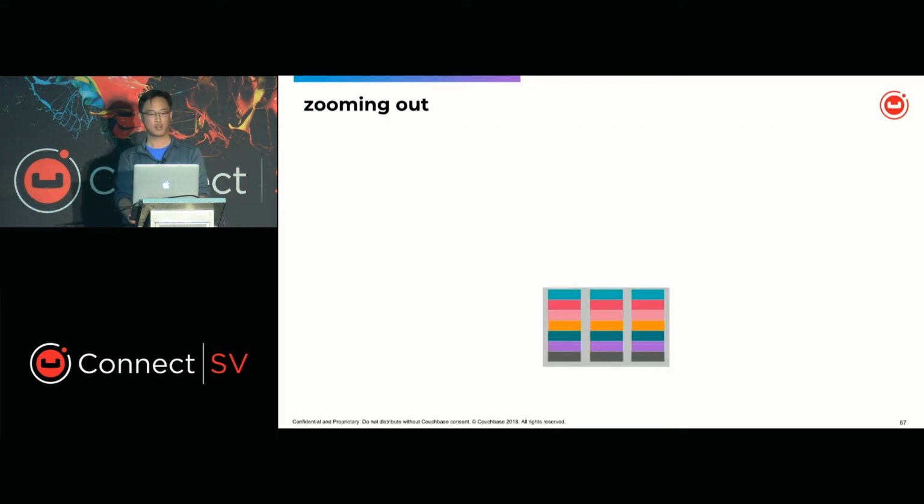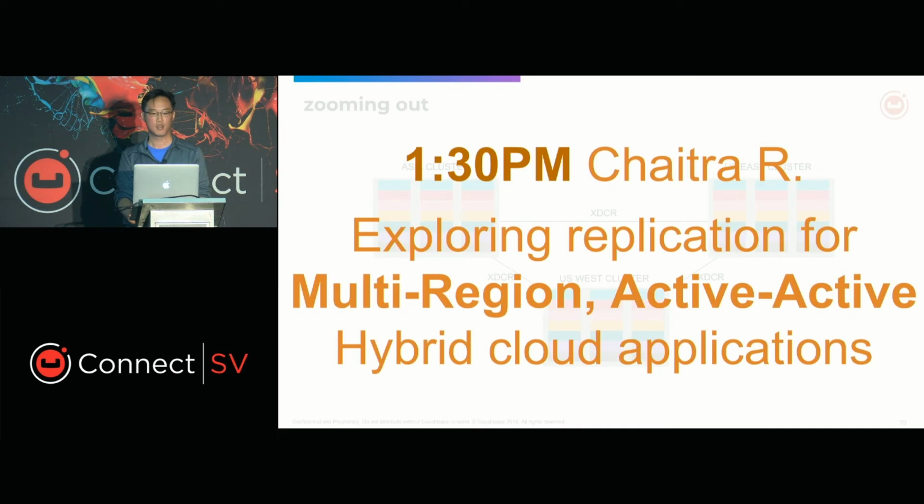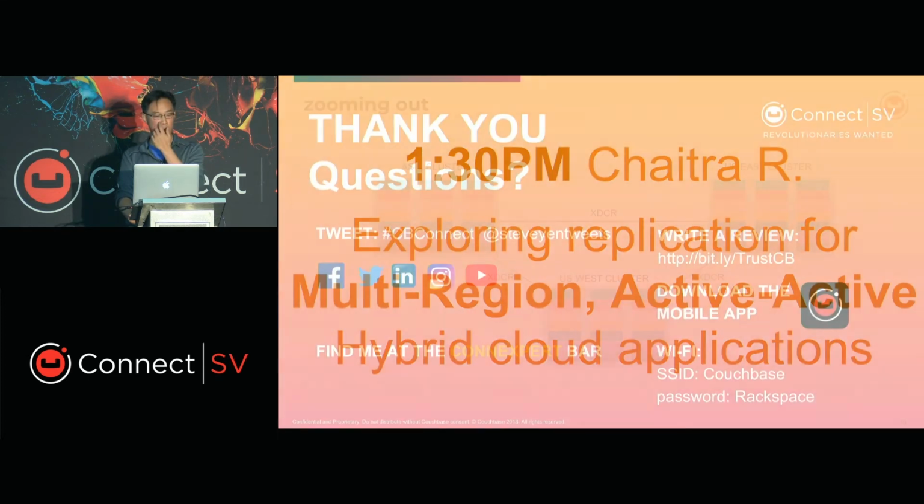Zooming out even more, you might have multiple clusters, and cross-data center replication, or XDCR, might be used to pull these things together. You might run this in all sorts of interesting topologies: multi-master, ring topology, star topology. Chaitra at 1:30 is going to talk about multi-region, active-active XDCR usage. Should be an interesting talk.